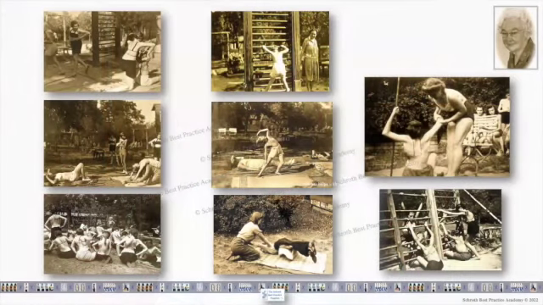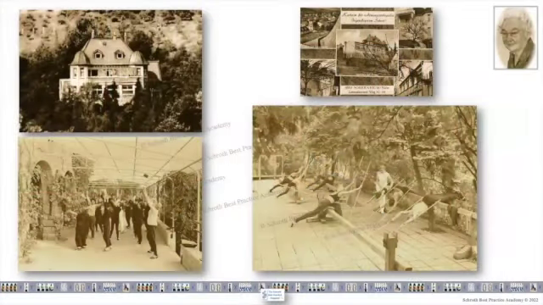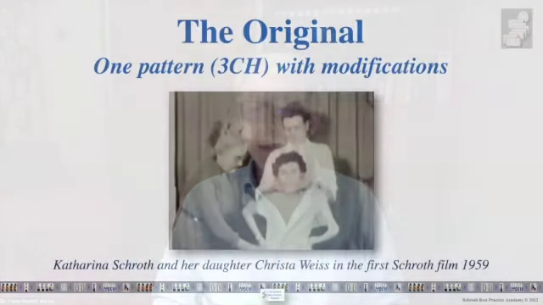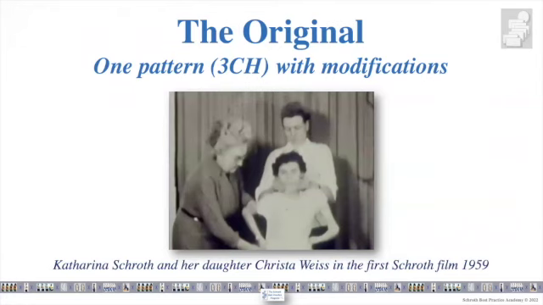Some pictures from the 20s, 30s and the beginning of the 40s, also with Christa Schroth in charge of treating patients. In the 50s, Katharina Schroth and her daughter moved to the west part of Germany. And both ladies later opened a new center in Sobernheim in the beginning of the 60s. Here we have some documentation of the original Schroth program within the first Schroth film with Katharina Schroth and her daughter Christa Weiss, from the year 1959.